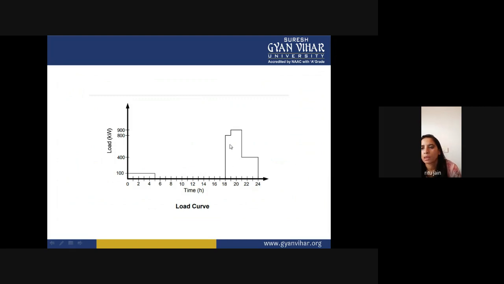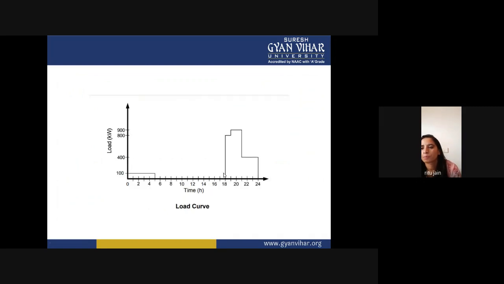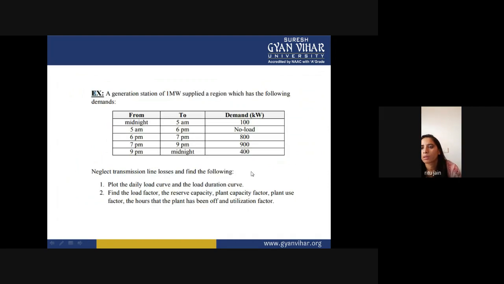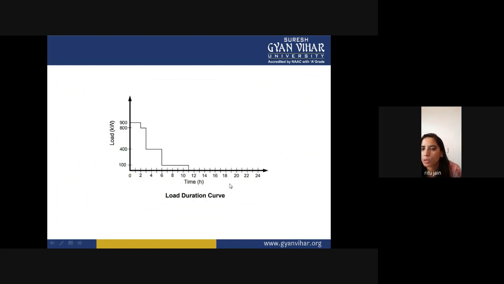Then 9 p.m. to midnight, it is 400 kilowatt. So from 9 p.m. to midnight, this is your 400 kilowatt load. So this is your daily load curve. You can easily draw it. Now next come to the load duration curve.